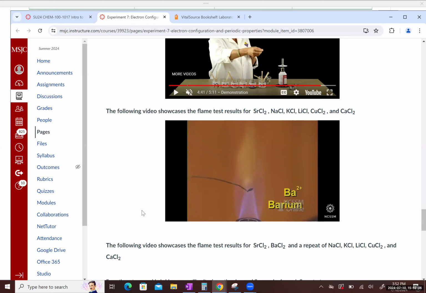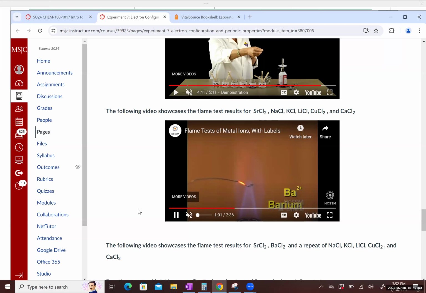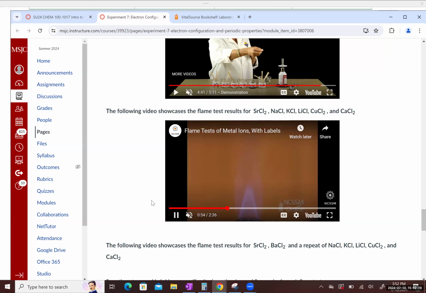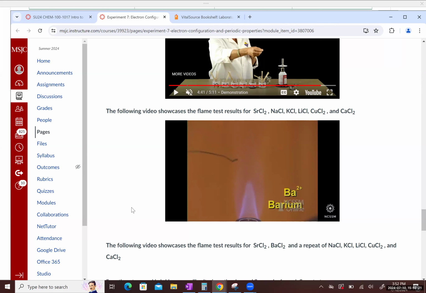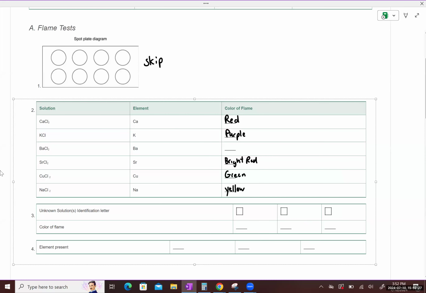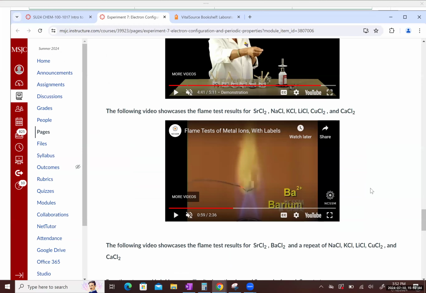For barium, let's see if they do another attempt for barium. Let's go back. So for barium, okay, we observe a green/yellow flame. It's not quite as green or yellow as for copper or sodium. It's almost at the middle point. You can also call it pale green, as you can see from this flame color. You can also say pale yellow.